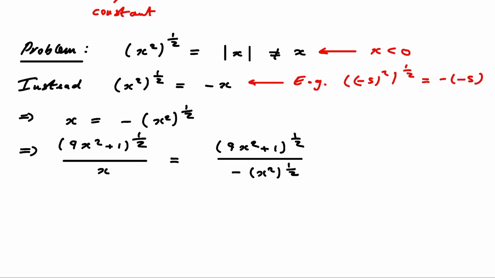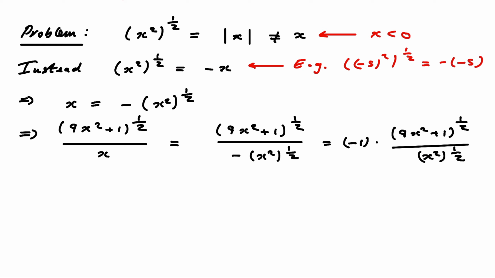Okay, but now what do I know? Well, I could take the negative all the way out the front. So this could be written as minus 1 multiplied by 9x squared plus 1 to the power of a half divided by x squared to the power of a half. And now I'm in exactly the same logic as before. This is minus 1 at the front, that constant, multiplied by 9x squared. Everything's positive, so I can do this. x squared all to the power of a half.